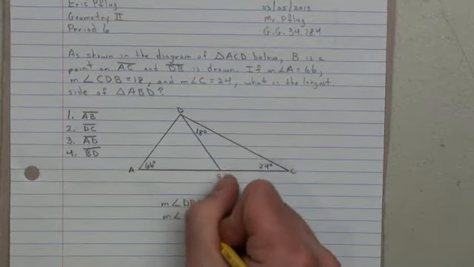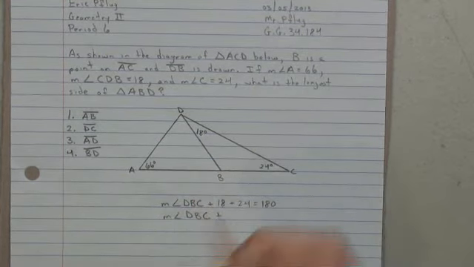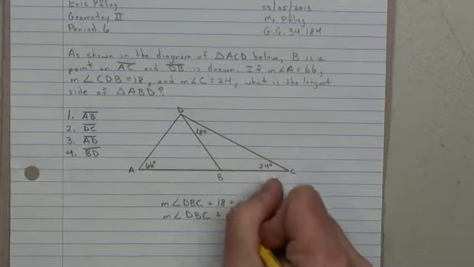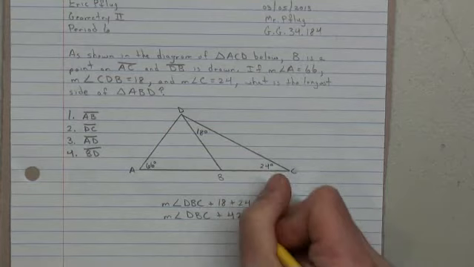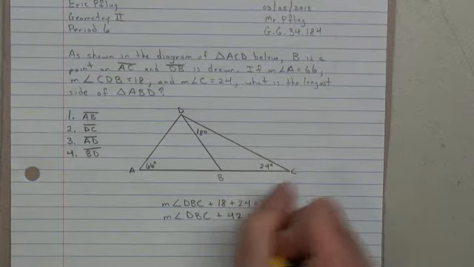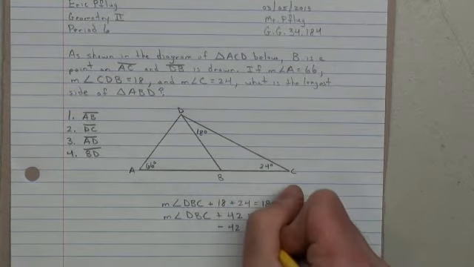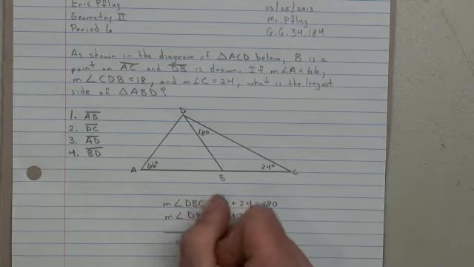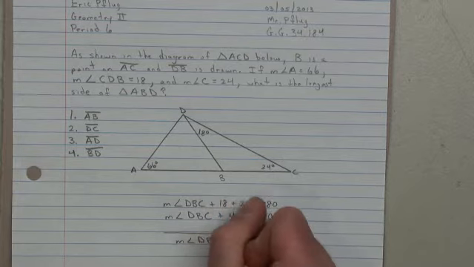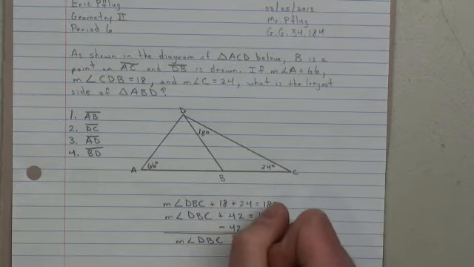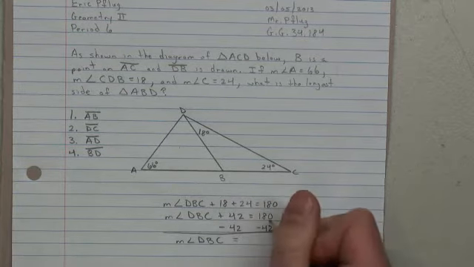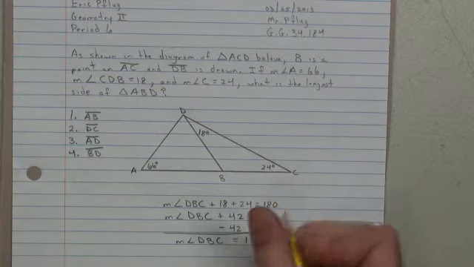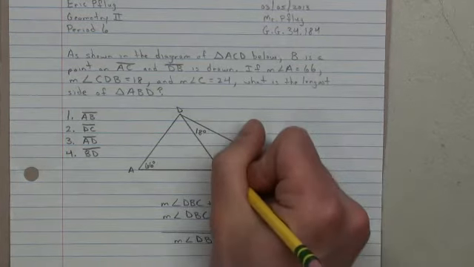So the measure of angle DBC plus 42 equals 180. Subtract 42 from both sides. So the measure of angle DBC equals 180 minus 42, that's 138. So that's 138 degrees. Let's label that.